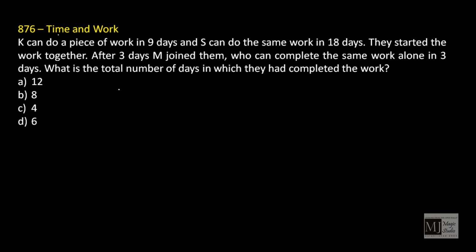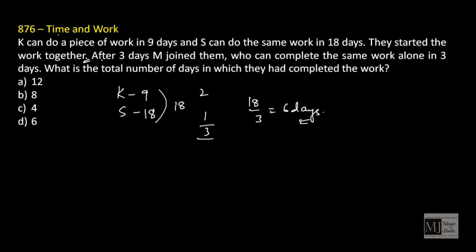K can do a piece of work in 9 days, and S can do the same work in 18 days. They started the work together. So if they are working together, they will take 6 days to complete the work. After 3 days, M joined them, who can complete the same work alone in 3 days. Okay, M is 3, and 16 and 18 by 3 is 6, that is 9. If all 3 are working together, the work could be completed in 2 days.